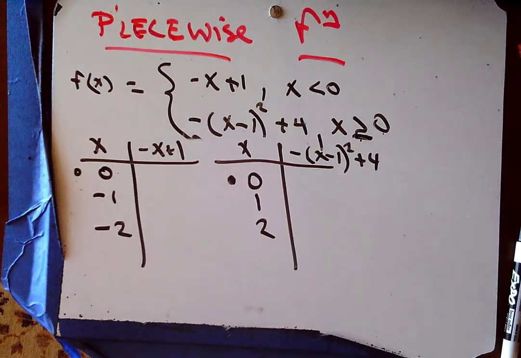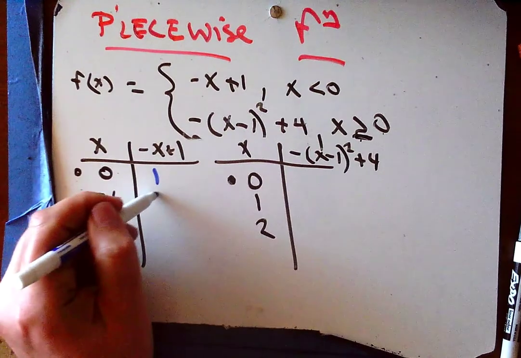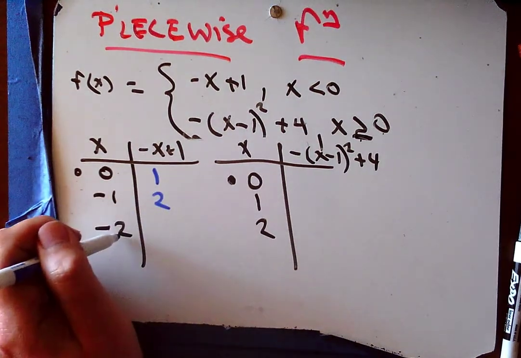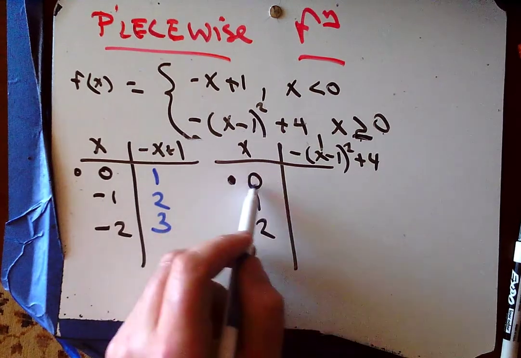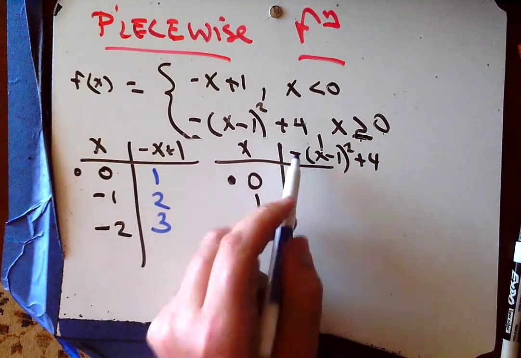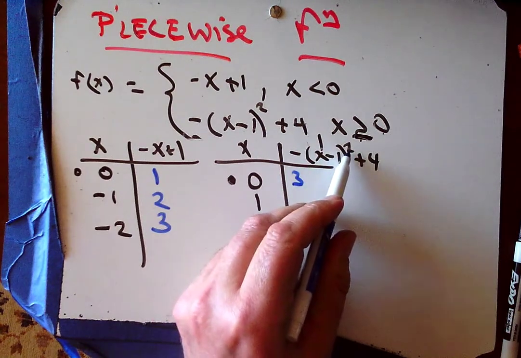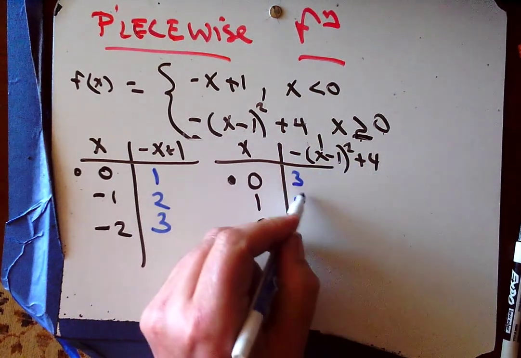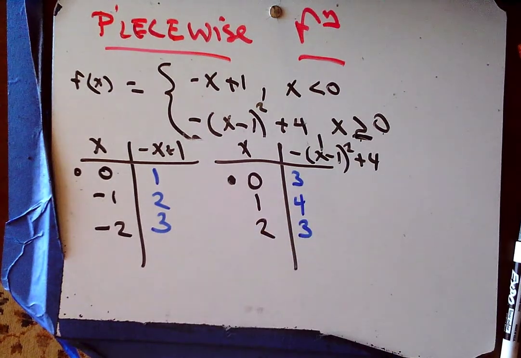And then I'm going to fill in these t-charts, and I plug in a 0 here and I get 1, and I plug in a negative 1 here and I get 2, and I plug in a negative 2 here and I get 3. And over here, I plug in a 0, and I'm going to have 3. I plug in a 1, 1 minus 1 is 0, 0 squared is 0, plus 4 is 4. And if I plug in a 2, I end up with 3 again. Okay? So now let's plot these things.